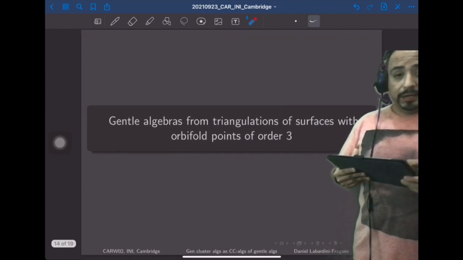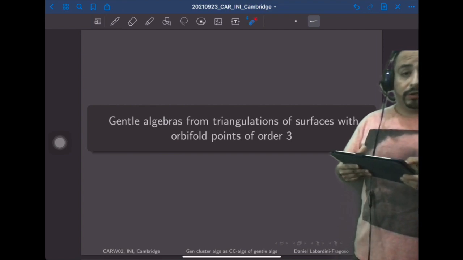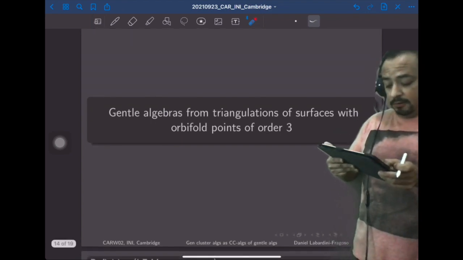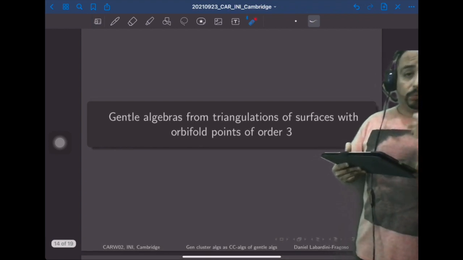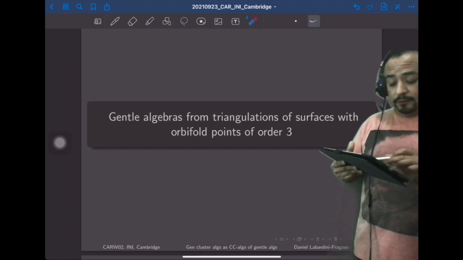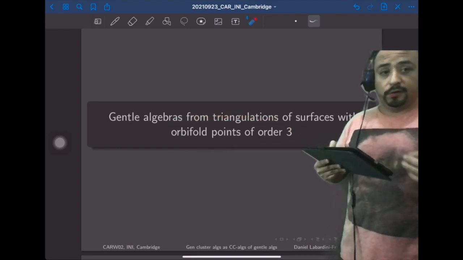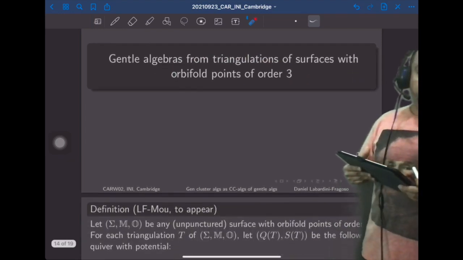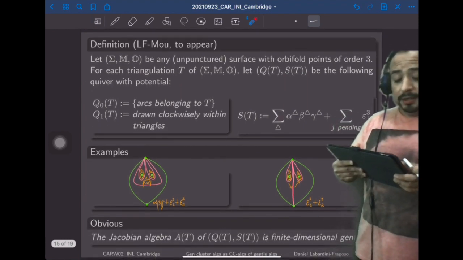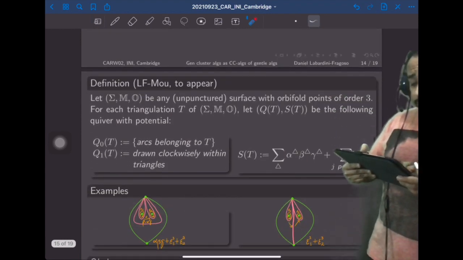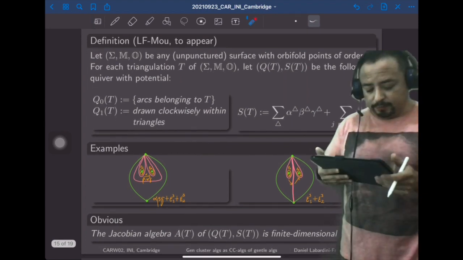And this brings me to the next section, which is what I'm currently doing with Lang Mo: trying to generalize what I did with Diego to arbitrary surfaces with orbifold points of order 3, but arbitrary unpunctured surfaces, so that I can still guarantee that my algebras are gentle. All of this is in progress, so hopefully soon we will have something on the arXiv.